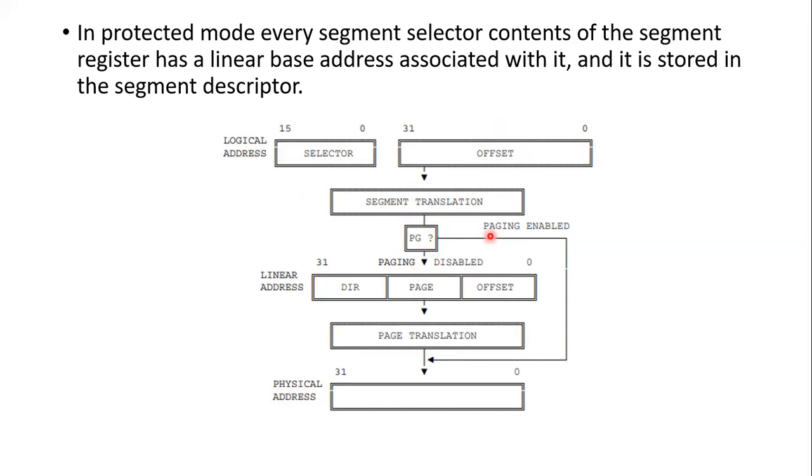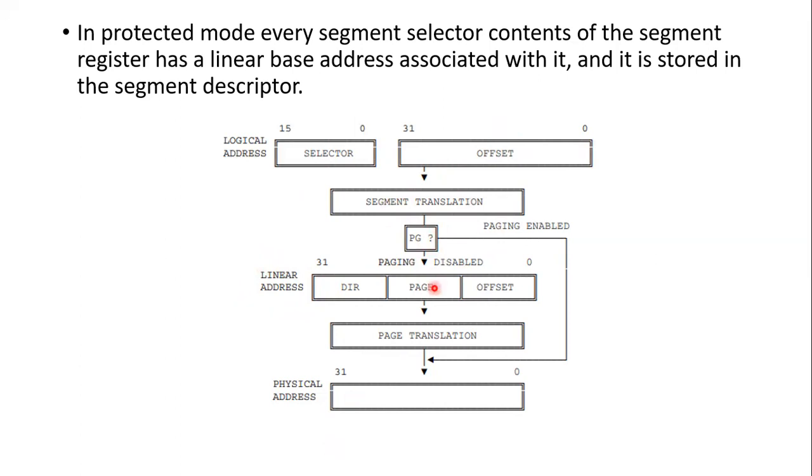If the paging unit is not enabled, what does that mean? It is disabled. Then the 32-bit linear address, what is this 32-bit linear address? It will correspond to the physical address.